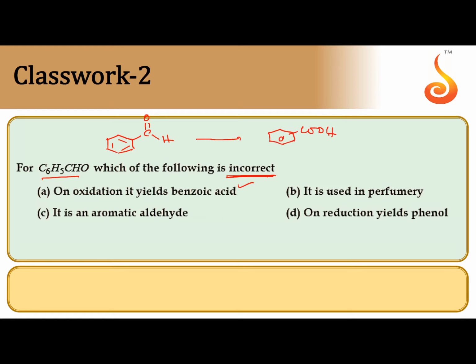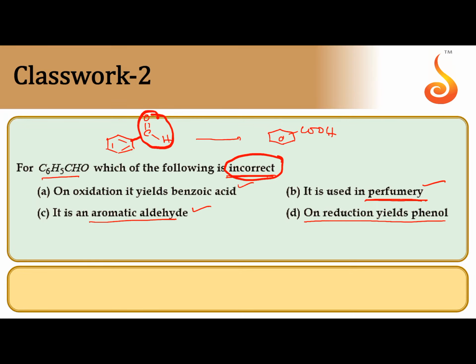It is used in perfumery. Correct only. It is used in the preparation of perfumes. Second statement also correct. It is an aromatic aldehyde. That is also correct because CHO is directly attached to the aromatic ring. That's why the overall compound is called aromatic aldehyde. So the C statement is also correct. We are searching for the incorrect statement, so you need not check D also. Okay, anyhow better to check.